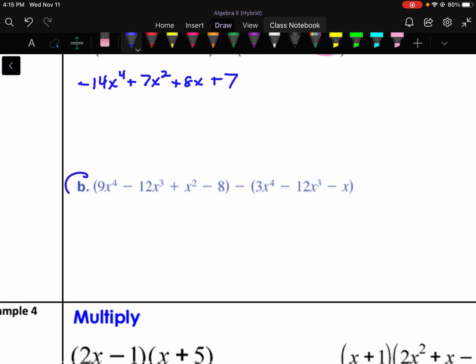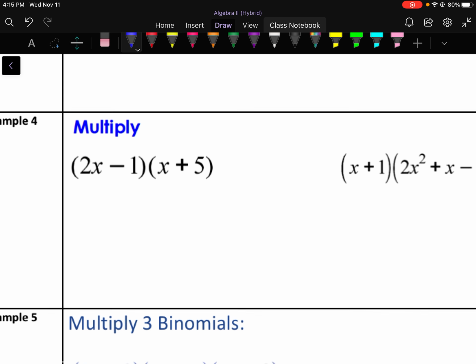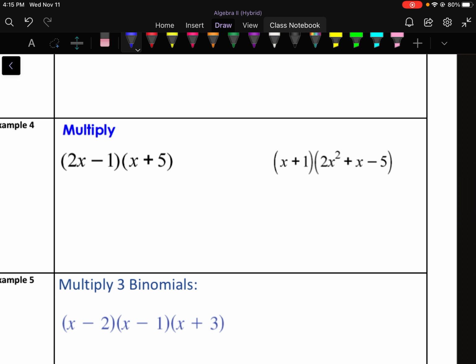And I'll leave letter B here for you. Like I said, really straightforward. Just keep your signs straight with subtraction. You should be good.